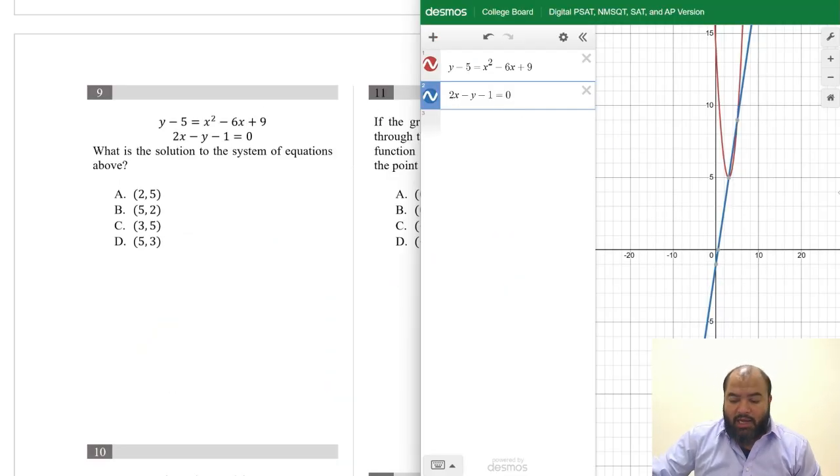For number 9, I am not going to solve it manually because we have Desmos. So I just typed it into Desmos. Here I got two solutions: one is 3 and 5, and the other is 5 and 9. A solution means the two graphs intersecting. So 5 and 9 is not one of the options, but 3 and 5 is. So C is the answer.